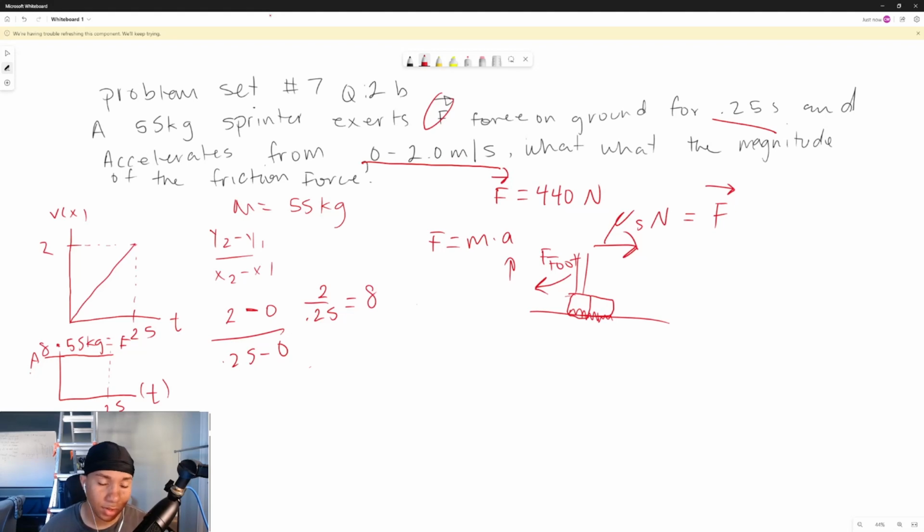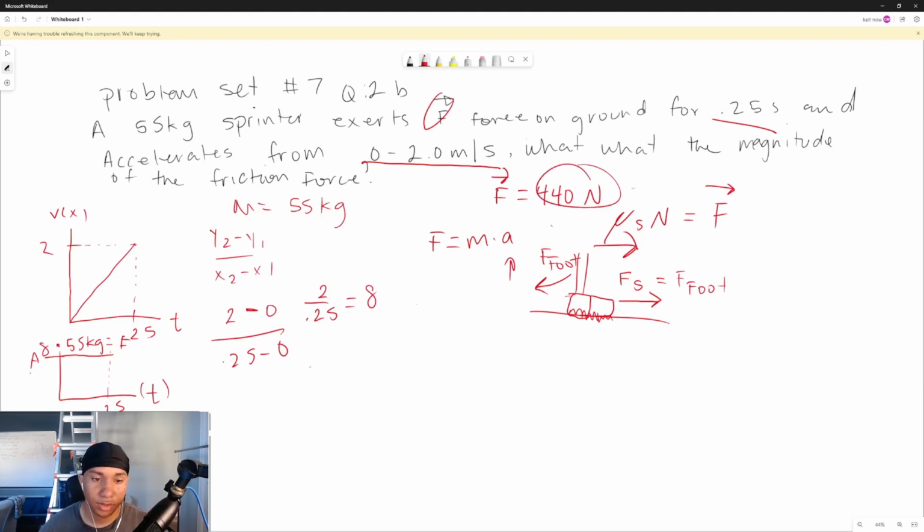So in order for this to happen, the friction force, or more specifically, the force due to static friction, has to be equal to the force that the foot exerted on the ground in order to keep it in the same place. So mu s n is equal to the force due to static friction, right? And this is the magnitude, 440 newtons.